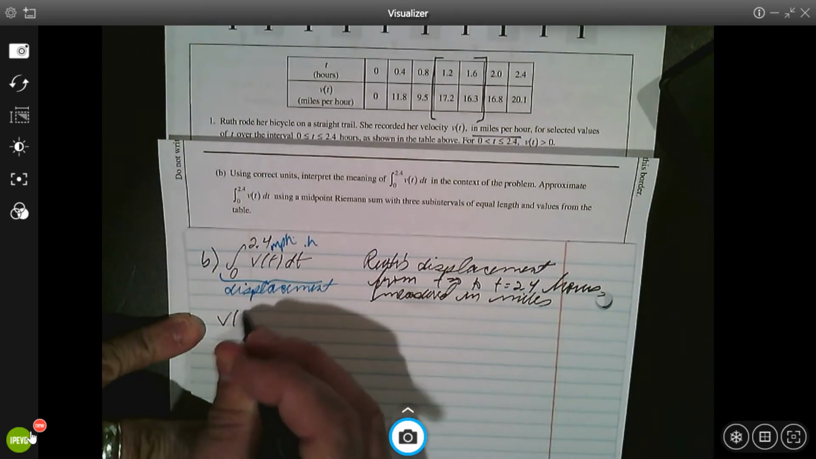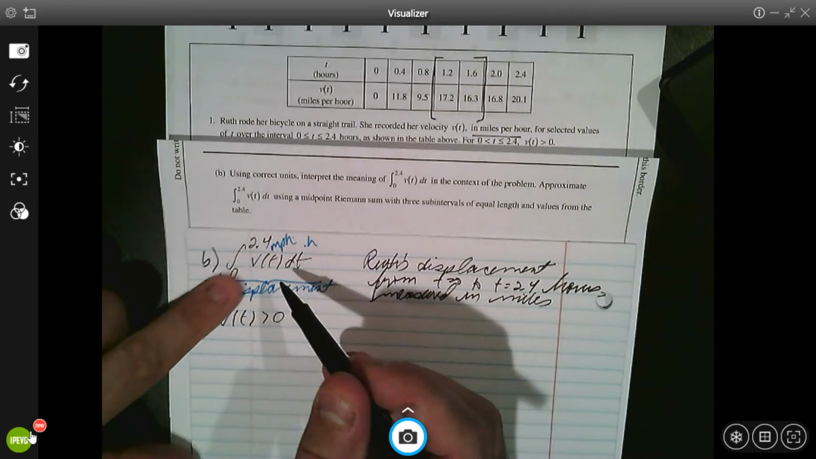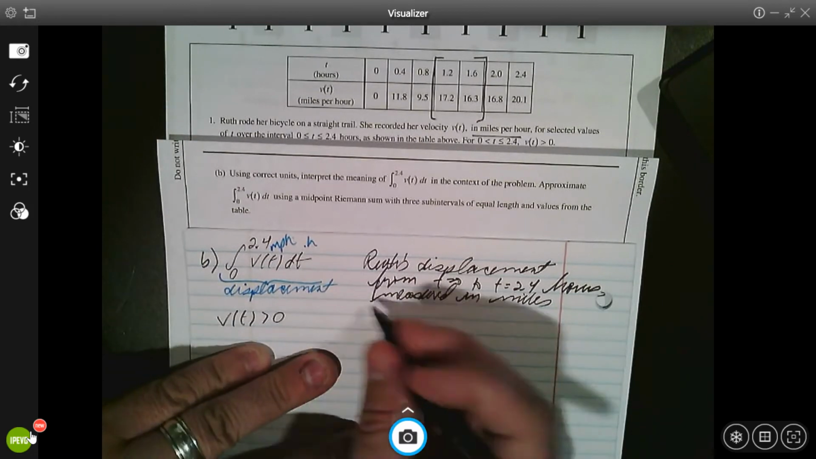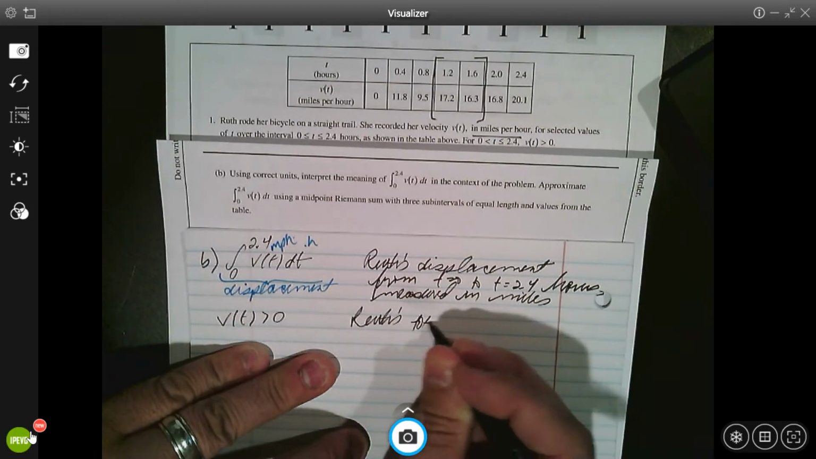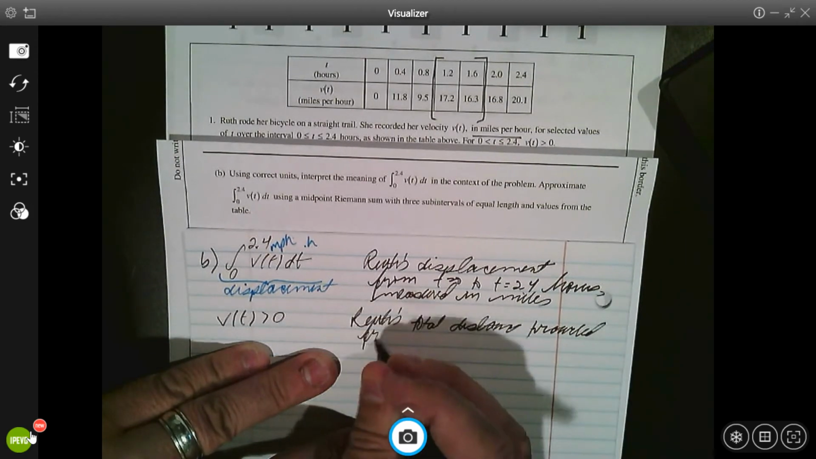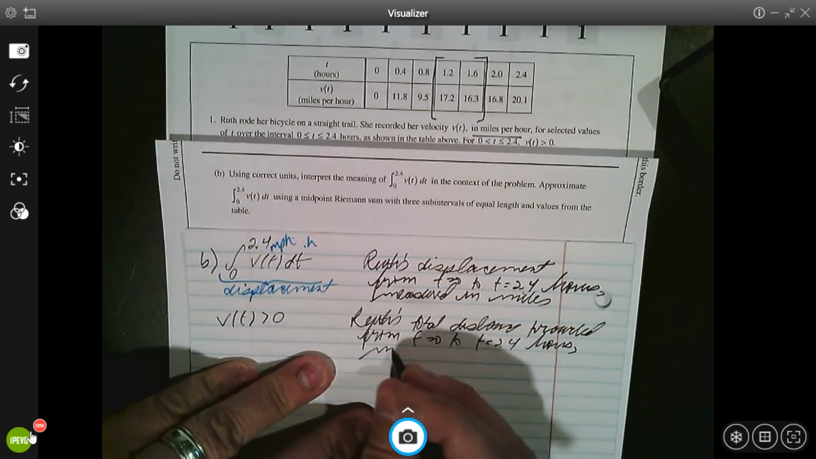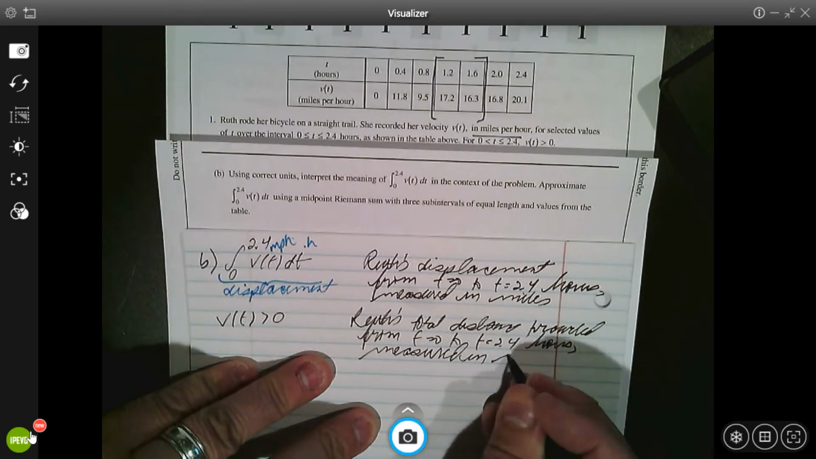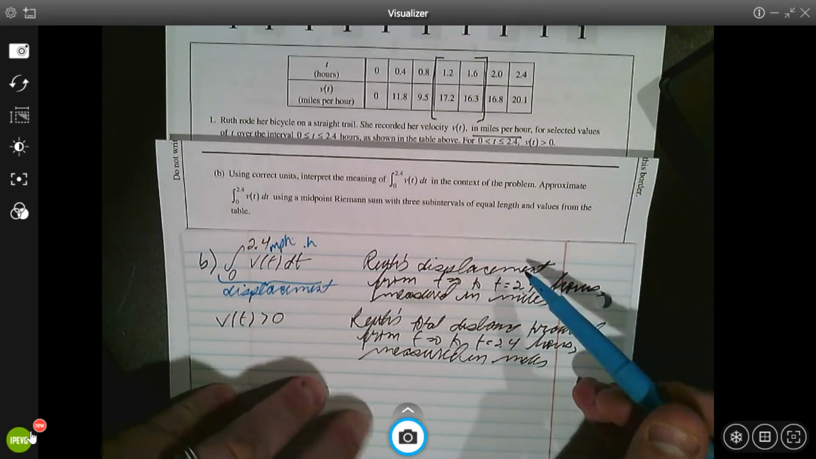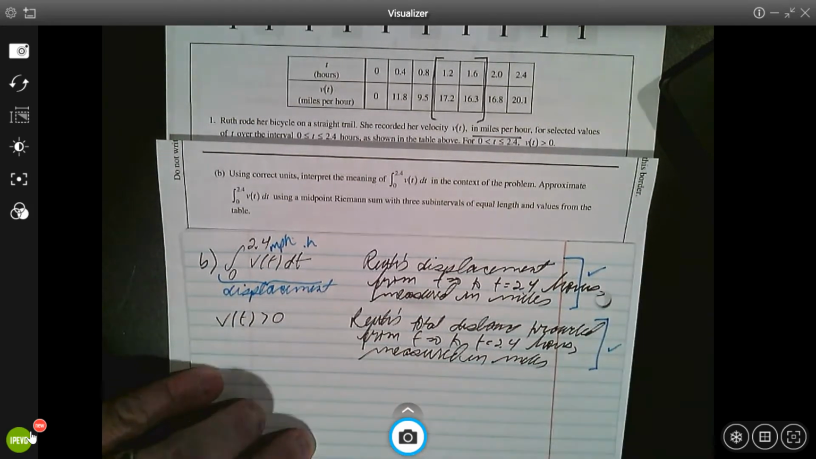Now you might remember earlier they told you that Ruth's velocity this whole time is always positive. So you could also say that since her velocity is positive, the integral is not just her displacement, it's also total distance traveled. So you could say it's Ruth's total distance traveled from t equals 0 to t equals 2.4 hours, again measured in miles. I'm pretty sure that the College Board would give credit for the displacement answer, but on their scoring rubric they really wanted to see total distance traveled. The interpretation, whether it's this way or this way, was worth 1 point.